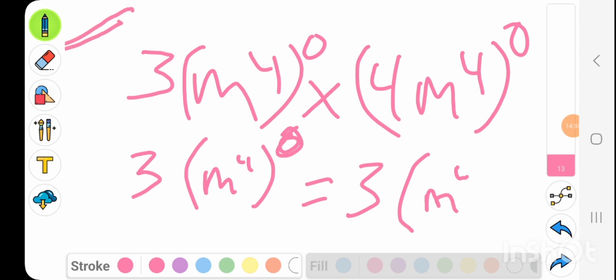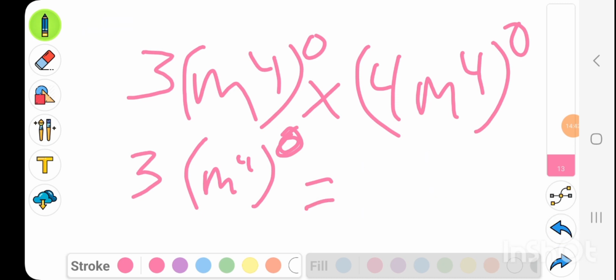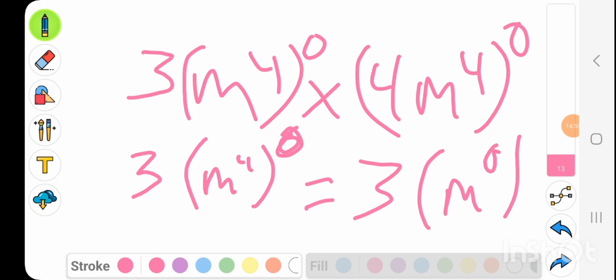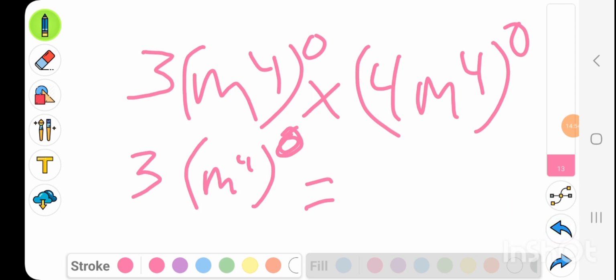But guys, what is that? That is just 3m to the power of 0. And 3 in brackets m to the power of 0 is just 3 times 1, which is 3. It's just 3, guys. Nothing fancy right here.